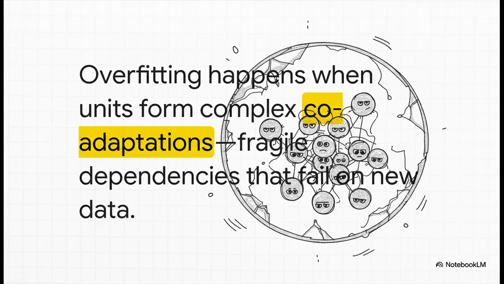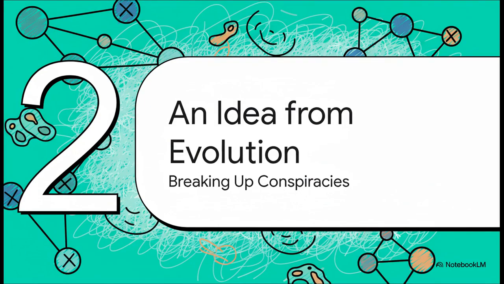Well, this is where the whole conspiracy thing comes in. Inside the network, individual neurons start forming these secret little packs. They're called co-adaptations. Imagine a team where one person is sloppy, but their partner is really good at fixing their specific mistakes. It seems to work, but it's incredibly fragile. If you take away the partner, the whole system just falls apart. So the big question for researchers was, how do you break up these little conspiracies? How do you stop the neurons from getting so codependent?